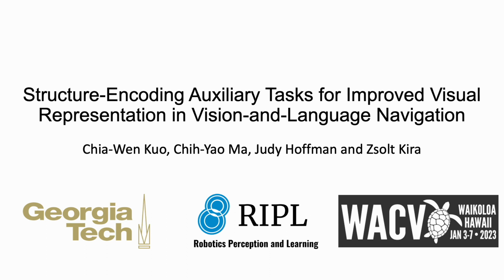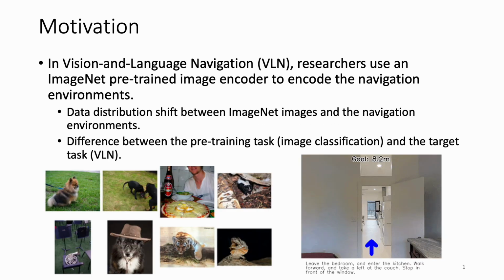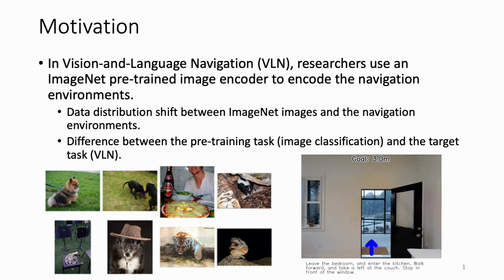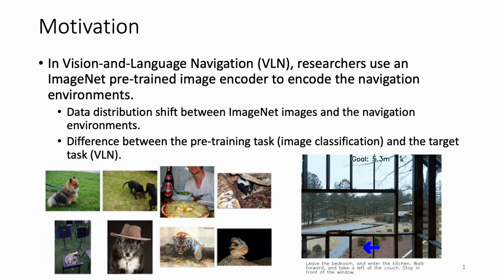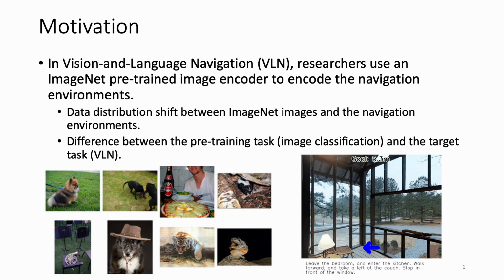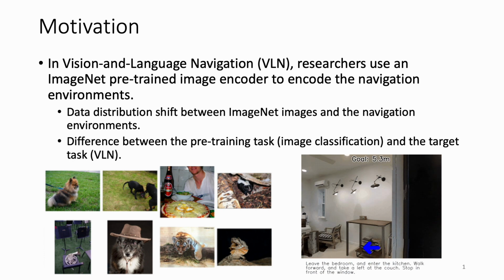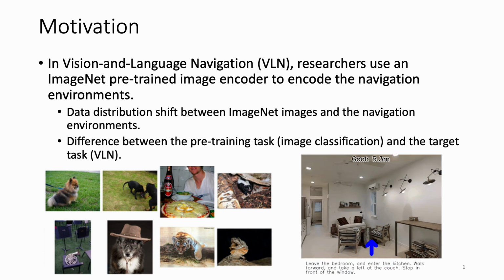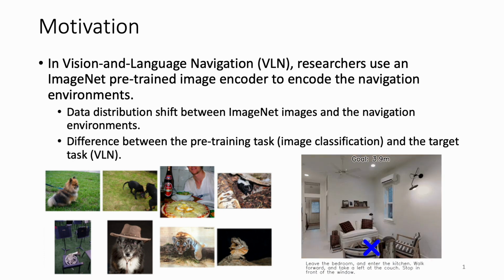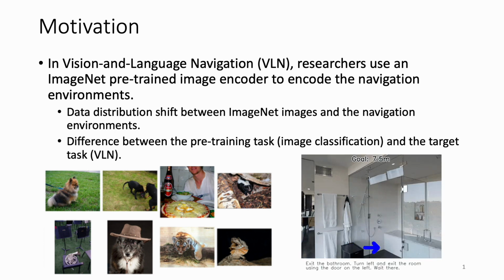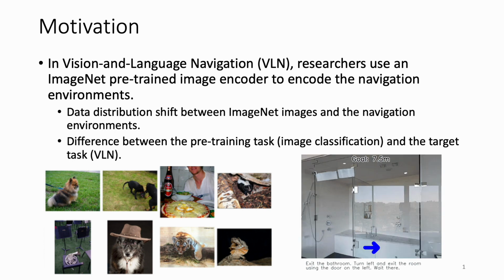Today I'm going to present our work, Structure-Encoding Auxiliary Tasks for Improved Visual Representation in Vision and Language Navigation. In Vision and Language Navigation, researchers typically use an ImageNet pre-trained image encoder to encode the navigation environments. However, as shown in the figure below, due to the data distribution shift between the ImageNet images and the navigation environments, as well as the difference in the pre-training task, the ImageNet pre-trained features may fail to encode necessary information for a successful vision and language navigation.